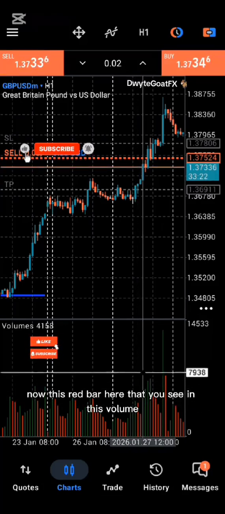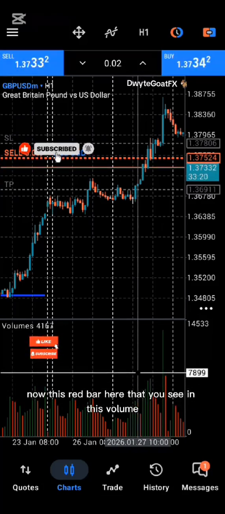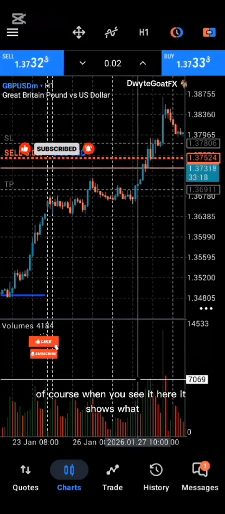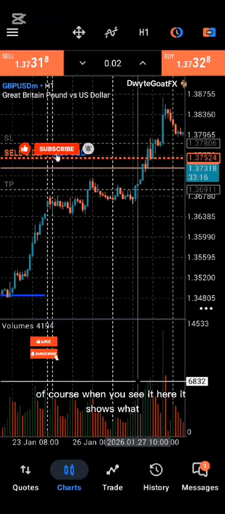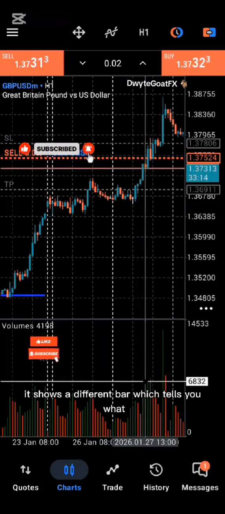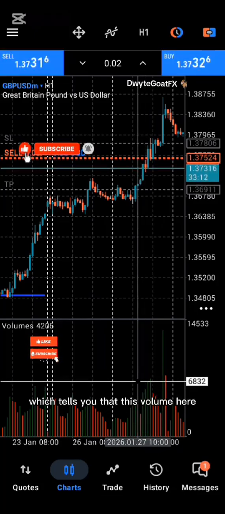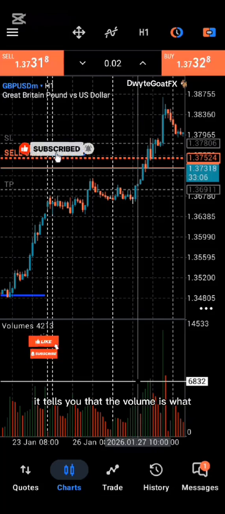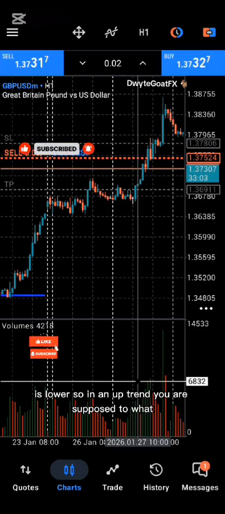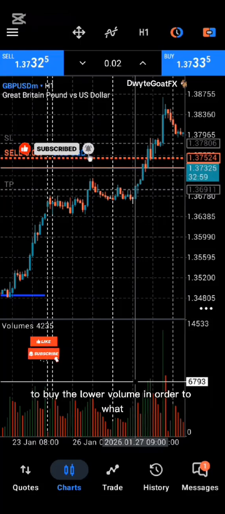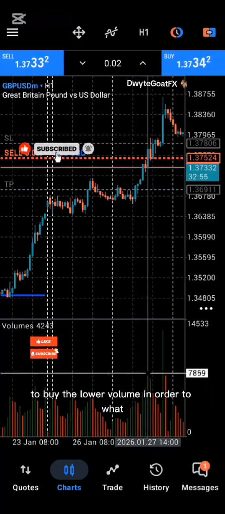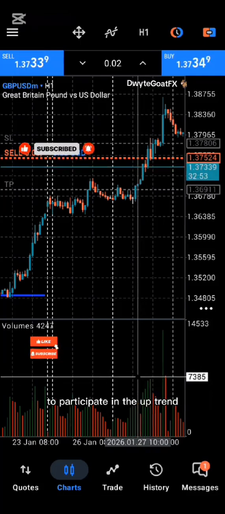Now this red bar here that you see in this volume, of course when you see it here, it shows what? It shows a different bar, which tells you what? Which tells you that this volume here that is showing red, it tells you that the volume is lower. So in an uptrend, you are supposed to what? To buy the lower volume in order to what? To participate in the uptrend.